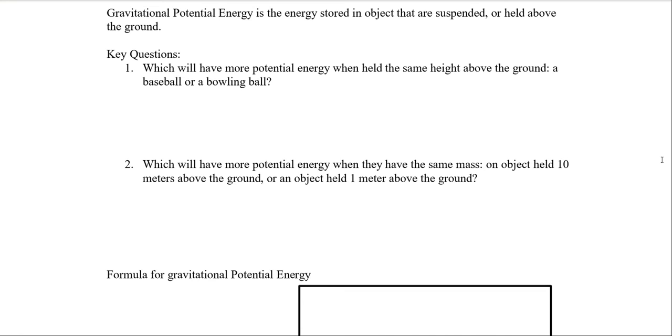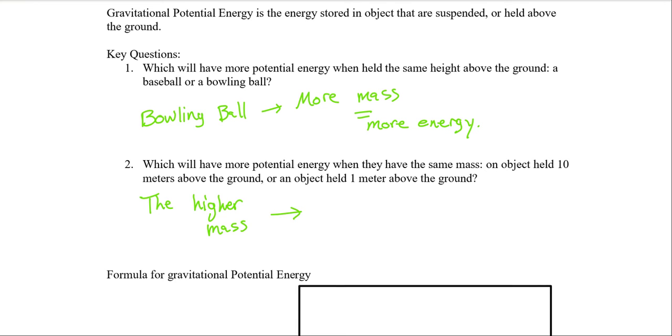So let's consider this potential energy in our key situations. Which would have more potential energy when they're held the same height, a baseball or a bowling ball? Hopefully you say a bowling ball, because just like kinetic energy, more mass means more energy. Now, what if you took two bowling balls? One you held 10 meters above the ground, the other you held only 1 meter above the ground. Which one do you think has more energy? The higher one. And this just means more height means more energy. And hopefully that all makes sense to you.